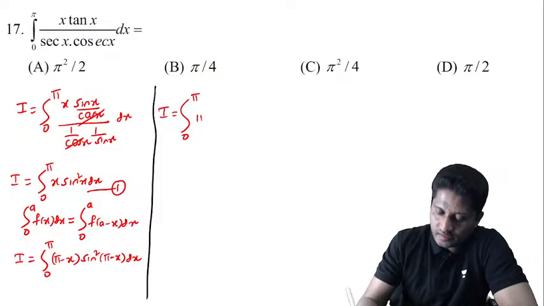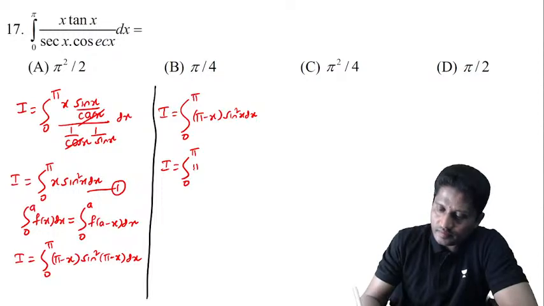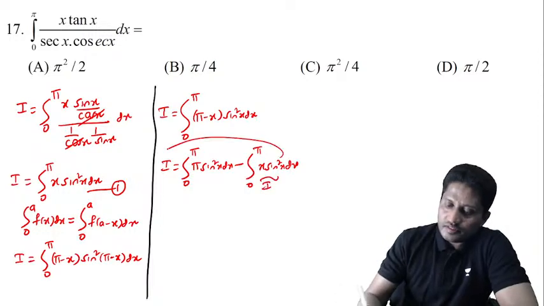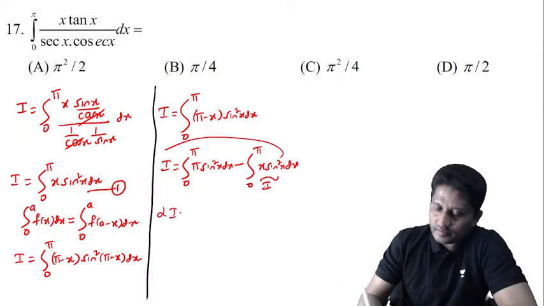Pi minus x, and then you get sine square x dx. I is equal to integration 0 to pi, pi into sine square x, minus integration 0 to pi, x into sine square x dx. This is same as I. Shift here, it will be 2I. Pi is a constant. Integration 0 to pi.